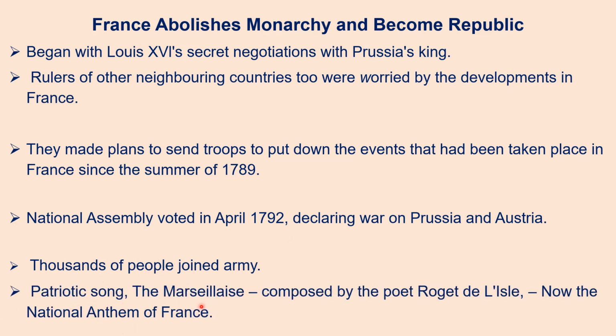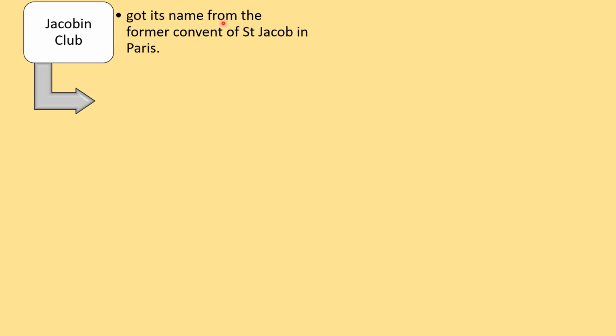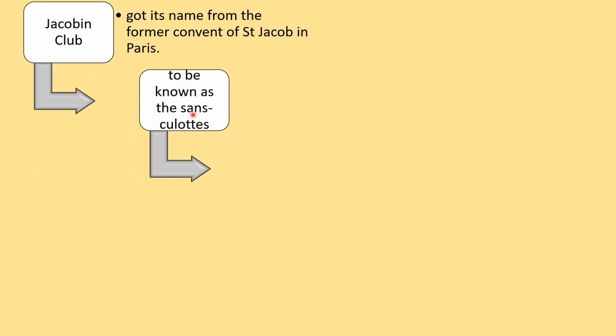The patriotic song The Marseillaise, composed by the poet Roget de Lisle, is now the national anthem of France. The Jacobin Club was the most important club during the French Revolution. It got its name from the former convent of Saint Jacob in Paris. Its members came to be known as the Sans Culottes, meaning those without knee breeches.